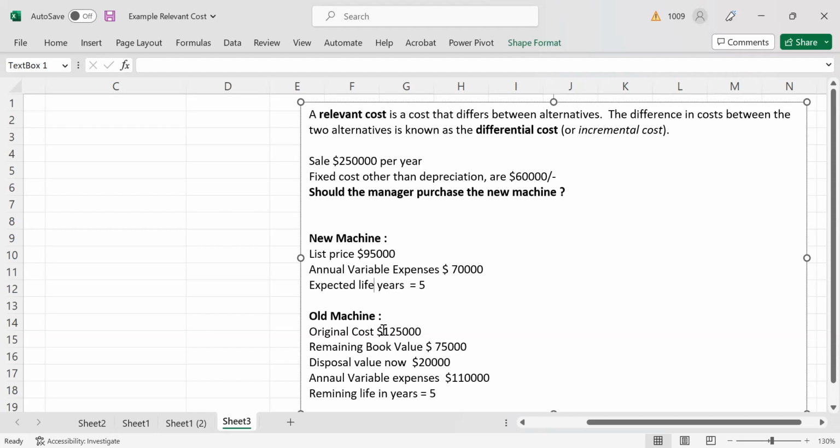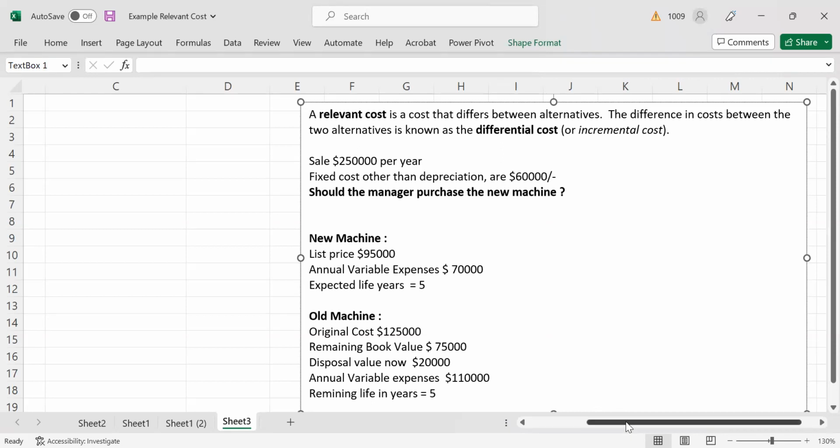And the old machinery's original cost was $125,000, and the remaining book value is 75,000. The disposal value now is 20,000. Disposal value means that if you sell that machine today, you will get some money, maybe the scrap value or salvage value. If you sell it today, you will definitely get $20,000 because you're going to buy a new machine. The annual variable expenditures are $110,000, and the remaining life of the old machine is 5 years as well.